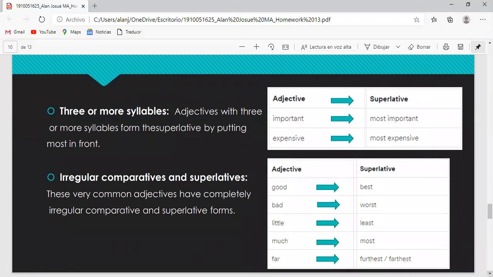For three or more syllables, adjectives with three or more syllables form the superlative by putting most in front. For example, adjective important, superlative most important; expensive, most expensive. Irregular comparatives and superlatives. These very common adjectives have completely irregular comparative and superlative forms. Adjective good, best; bad, worst; little, least; much, most.